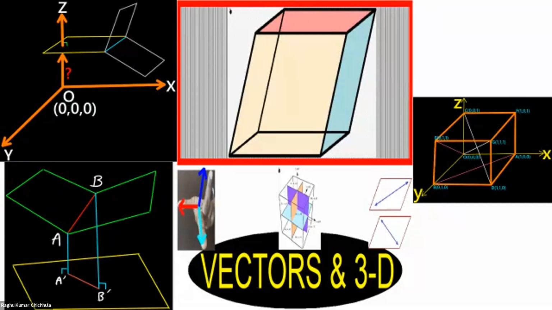In continuation to the previous class, we have seen yesterday the parallel vectors and collinear vectors, and in that one, the important vectors are coplanar vectors. What does it mean by coplanar vectors? See, whenever three vectors lie on the same plane, then we call them coplanar vectors.